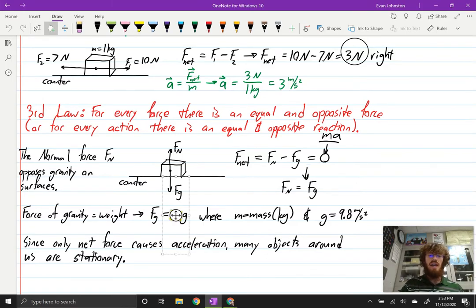But now coming back to this, the force of gravity is going down, and whatever you're sitting or standing or laying on is pushing back up and resisting it. And so this Fn, with a capital N, is called the normal force. And normally it is present unless you're in free fall or you're in space or something. It's this force that opposes gravity on surfaces. The normal force actually is responsible for friction as well, and we'll look at that later, but that's getting a little bit ahead.